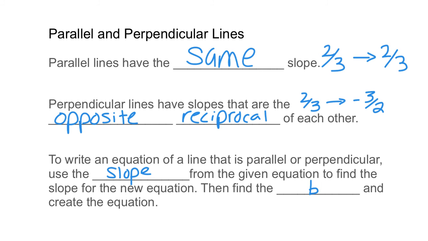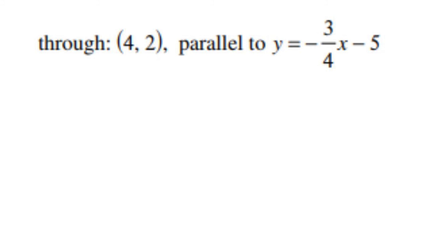So let's look at this. So here's an example. They want us to write the equation of a line that goes through the point 4, 2 and is parallel to y equals -3/4x minus 5. When you see this word parallel, you need to instantly think same slope. So if I identify the slope in this equation as -3/4, I know that my new equation is going to have a slope of -3/4 to be parallel to that original one.